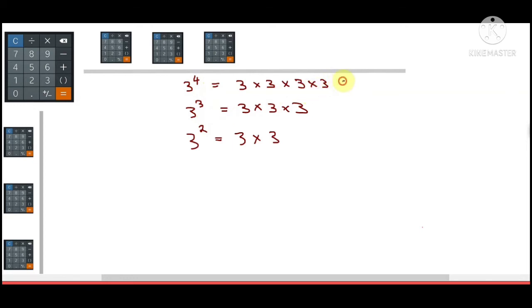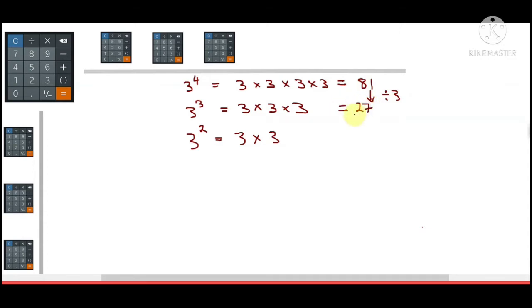Let's see. So 3 times 3 times 3 times 3, of course, equals 81. Now, if we were going downwards, we would not be multiplying by another 3. What would we be doing? We would be dividing by a 3 if we were going downwards. So 81 divided by 3 would produce a result of 27.